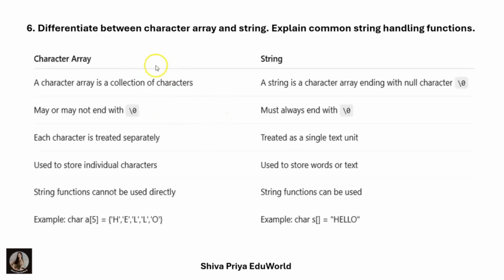Clear? Let's move to the next question. Difference between character array and string. Explain common string handling functions. What is an array? What is a string? You have to mention the differences between them. A character array is a collection of characters. A string is a character array ending with a null character.